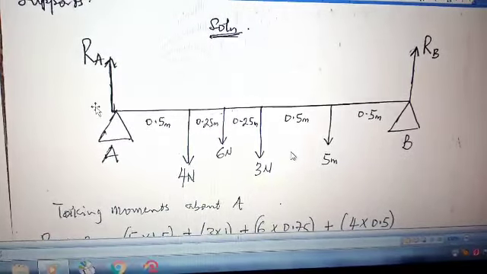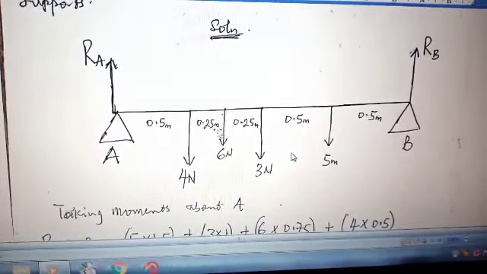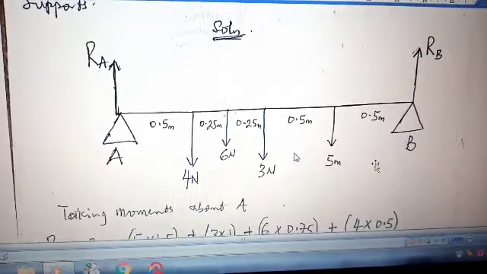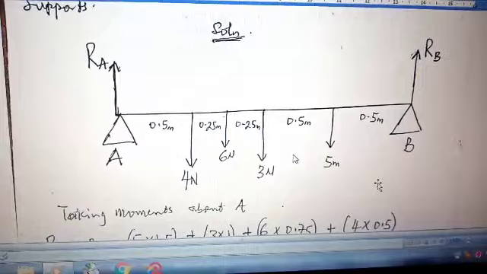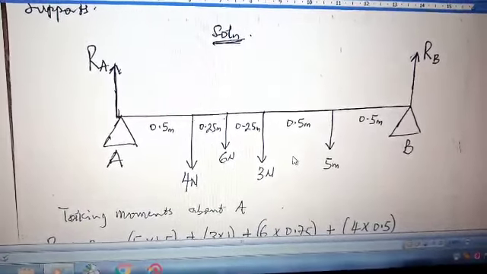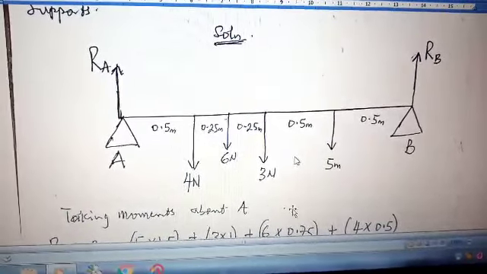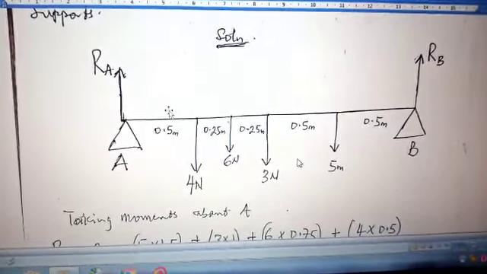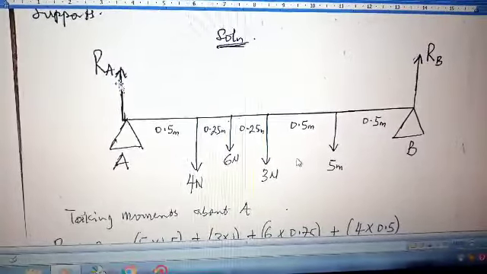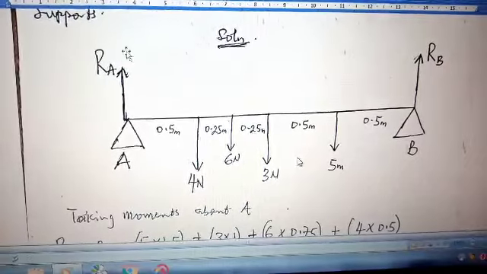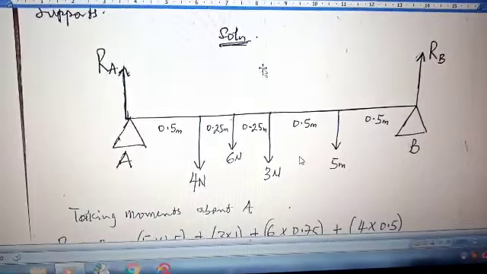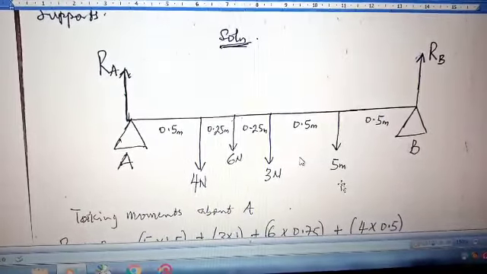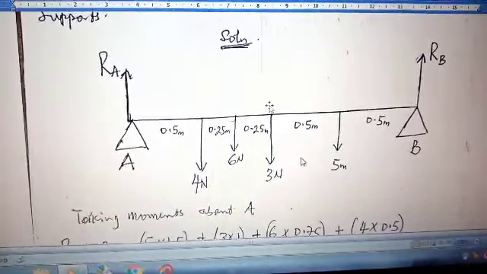Now look at this. All this weight, 4, 6, 3, and 5 Newton, will move in this direction, in anti-clockwise direction. They will all move this way. They will make the beam move this way. Whereas you have this RA, which is moving upward, and will move in clockwise direction. All this will move in anti-clockwise, while this RA will move in clockwise direction.